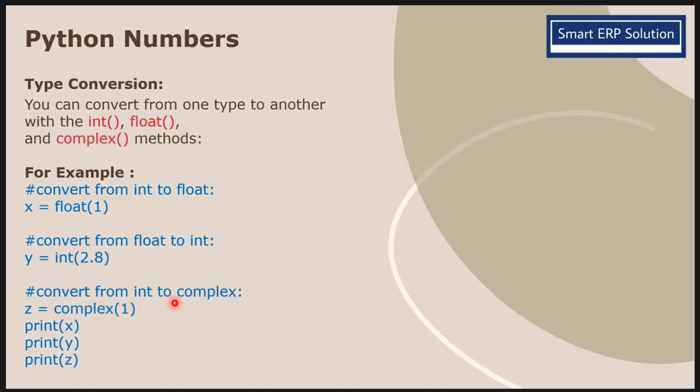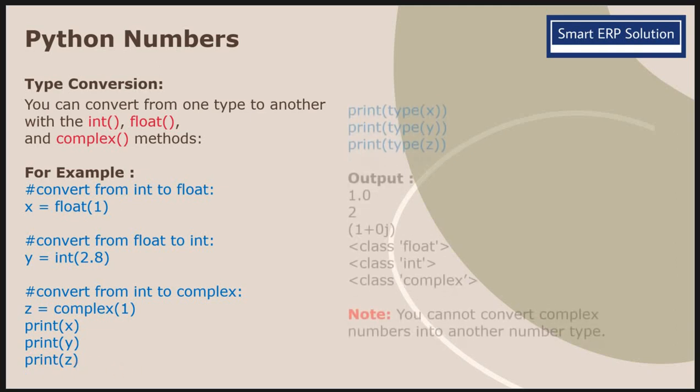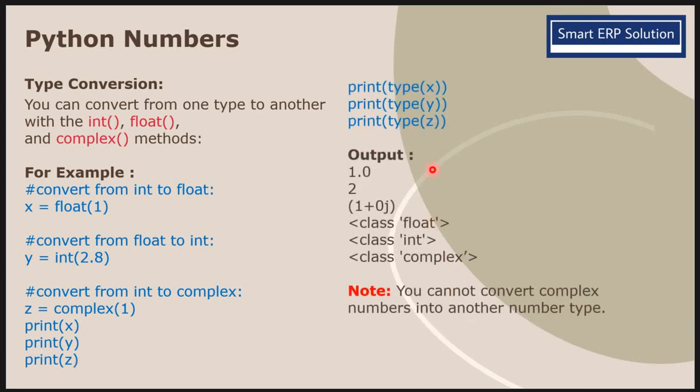To convert from int to complex, we write z equal to the complex function, and within the bracket we write the integer number 1. If we write print x, print y and print z, and again print type x, print type y and print type z, we will get the following output.